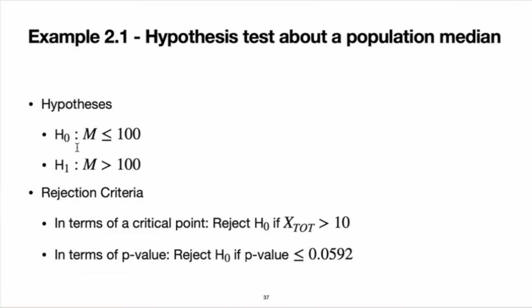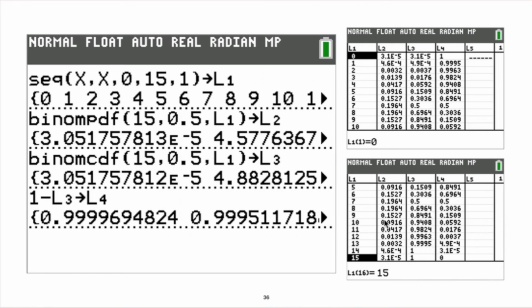And so our hypotheses: the null hypothesis, cap M less than or equal to 100, the alternative, cap M greater than 100. The rejection criteria, in terms of the critical point: we're going to reject the null hypothesis if X tote is greater than 10, and I could also put if it's greater than or equal to 11. And now where do we get this? Why is this? I go back to the previous slide.